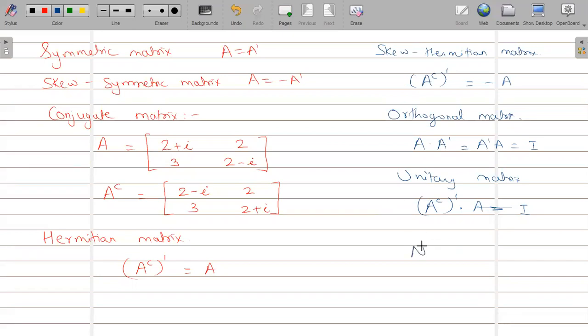Next is nilpotent matrix. So your A raised to m is zero. It is called a nilpotent matrix.